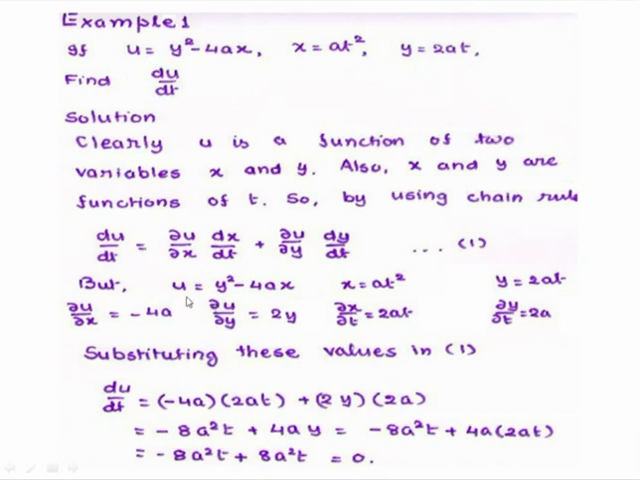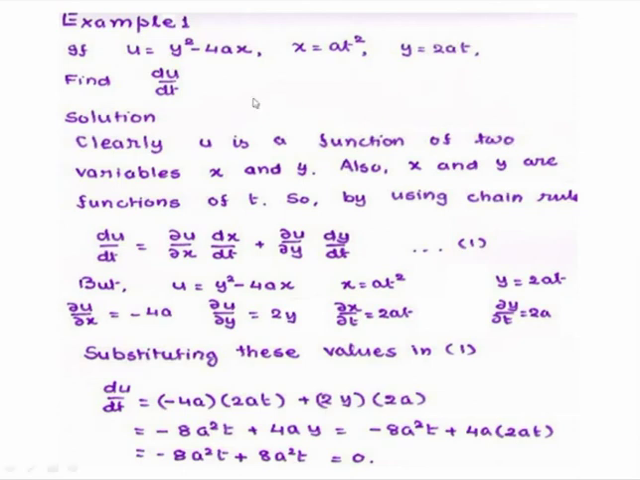So here u is y square minus 4ax. If we differentiate partially with respect to x, the partial derivative of y square with respect to x becomes 0, and minus 4a is constant, and the partial derivative of x with respect to x is 1. So ultimately del u by del x is equal to minus 4a. Similarly, we can find del u by del y as 2y, and the partial derivative of minus 4ax becomes 0. So ultimately we get del u by del y is equal to 2y.